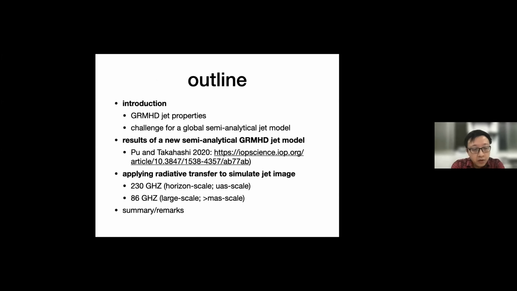So the outline would be: we will start with some background knowledge on jet geometry and properties. And I would like to share with you some results for a new semi-analytical jet geometry model. These are based on a paper from Pu and Takahashi last year. And finally, we would like to apply the jet model to some simulated images.